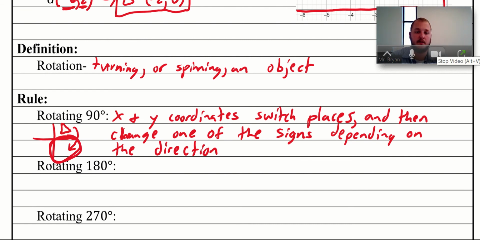Is X going to stay positive, or is Y going to stay positive? In this case, since it's to the right, the X coordinate would stay positive, which means in my final answer, I need to make my Y coordinate negative. So that's the sign I would change.